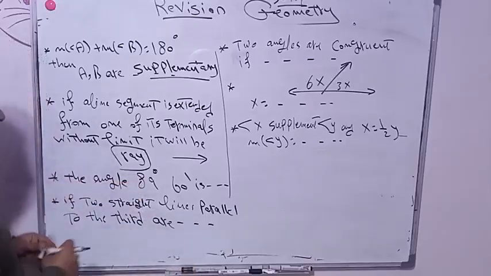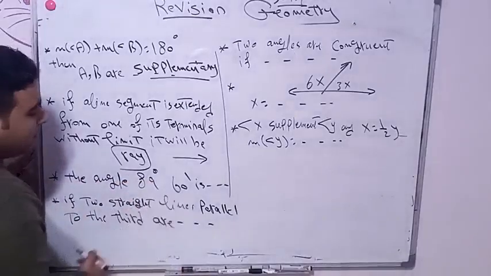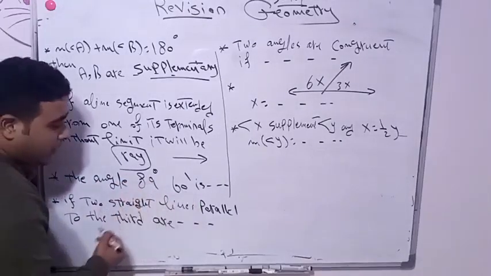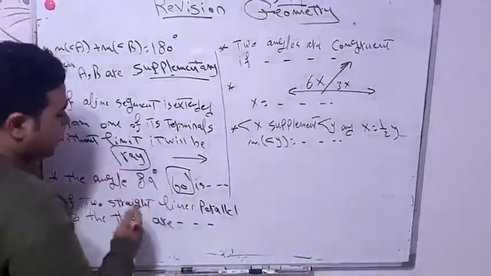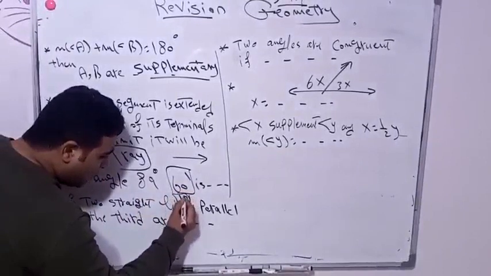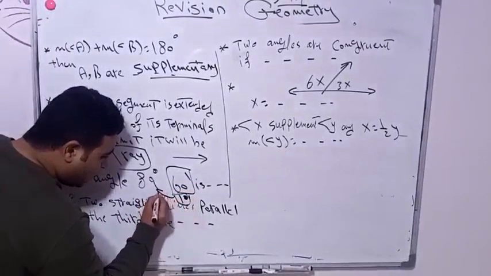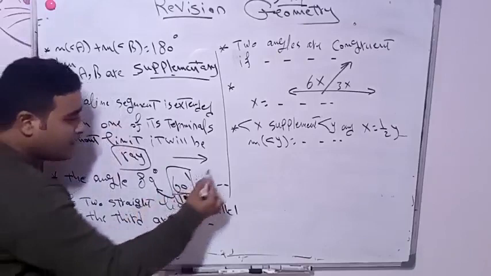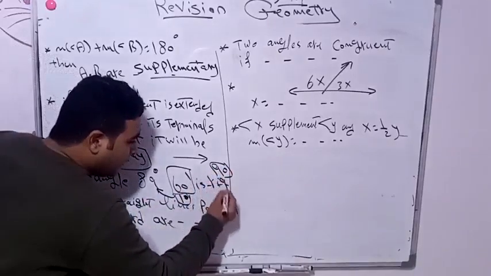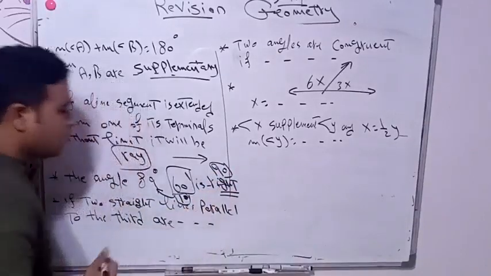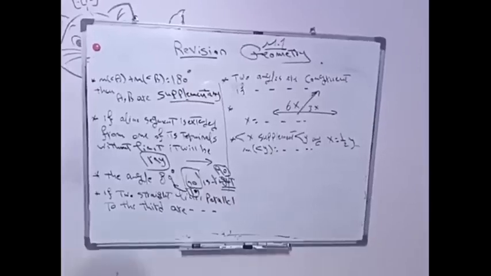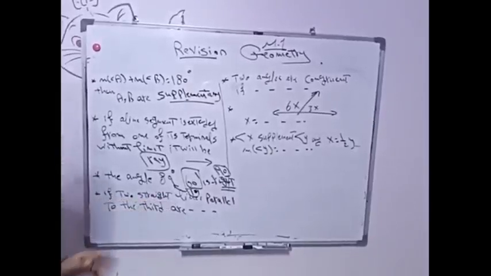The angle 89 degrees and 60 minutes is what type of angle? 60 minutes means 1 degree, so this 1 degree added to 89 becomes 90. Our angle is a right angle, because 60 minutes equals 1 degree.